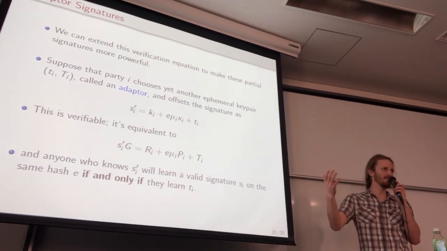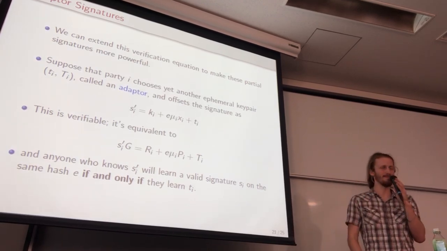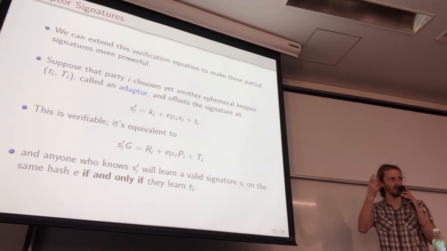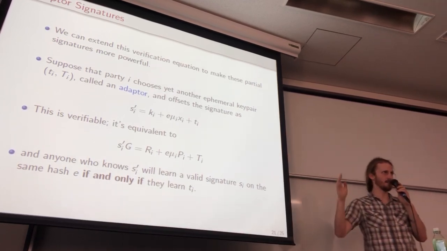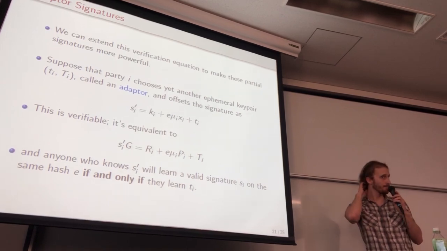But it doesn't need to be unbiased. You can really be a little bit sloppy with choosing T, because it's a one-shot thing that does not affect the security of any of your actual keys. It's just being added on to signatures here.